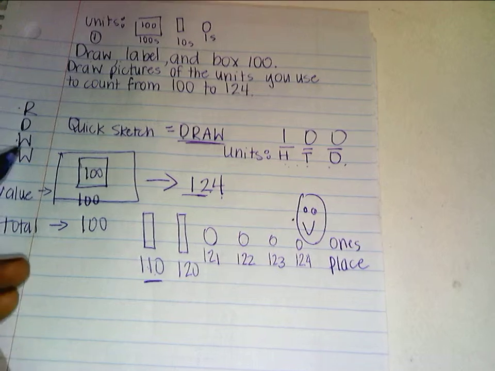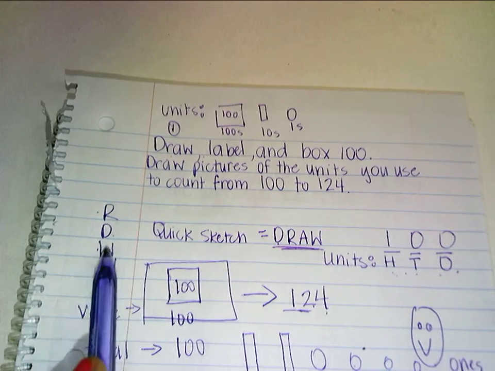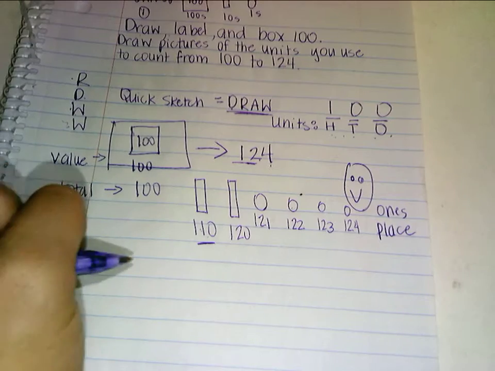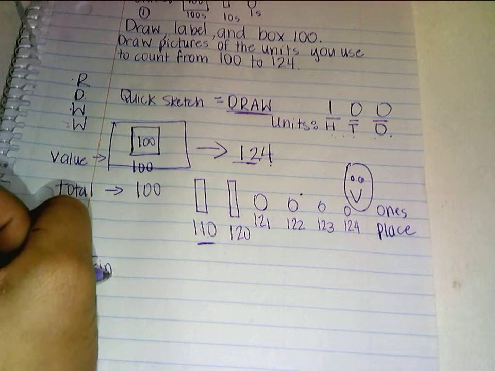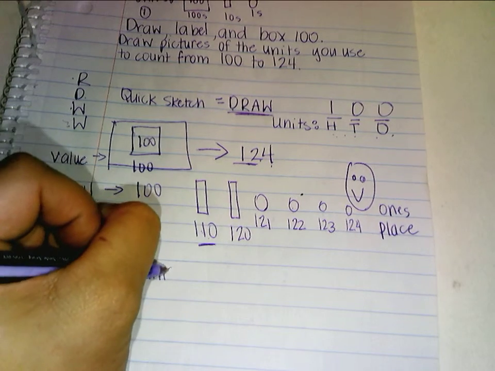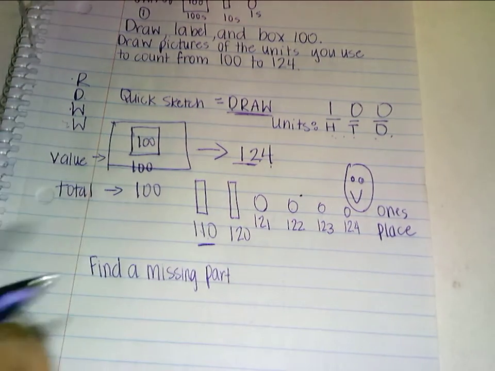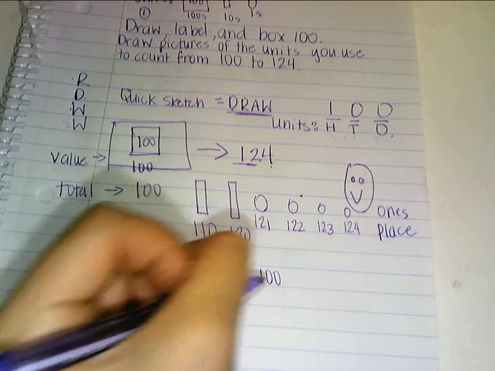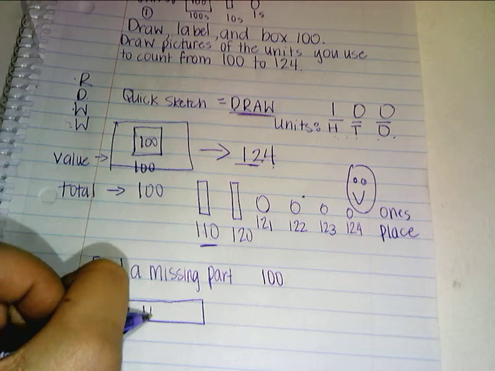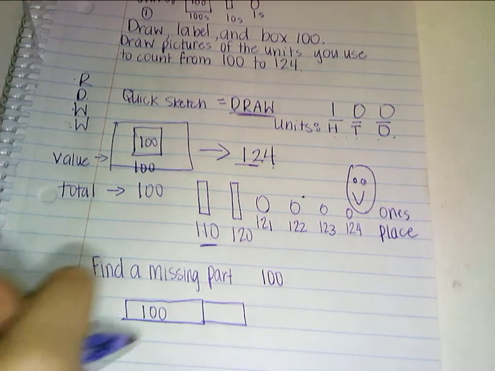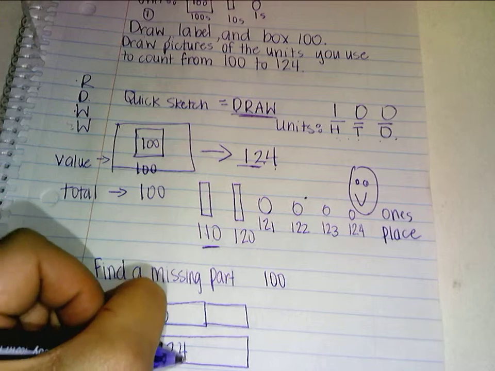Now I'm going to write my equation. I read it. I drew sketches. Now I need to write an equation. This is how you write it. It's kind of like find a missing part. Okay, so you have 100. That's what you started with. That's like one of your parts. You need some more to get to a total of 124.